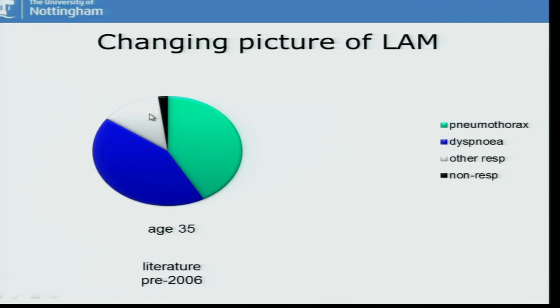So these are other respiratory problems like cough, and the black bit's non-respiratory problems, so problems related to perhaps lymphatic disease in the abdomen. If you look at the old literature, 10, 20 years ago, what you see is that most of the patients either had breathlessness or pneumothorax, and that led to the diagnosis. And the mean age at presentation was about 35.